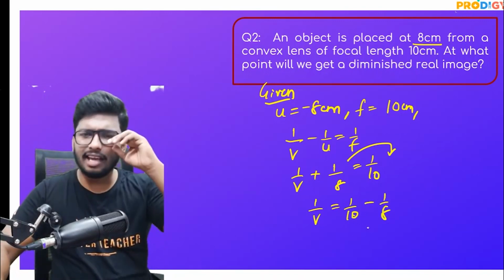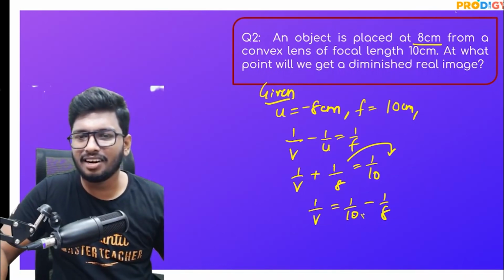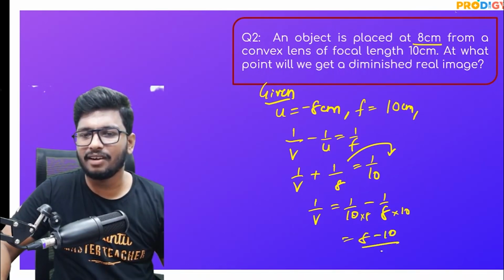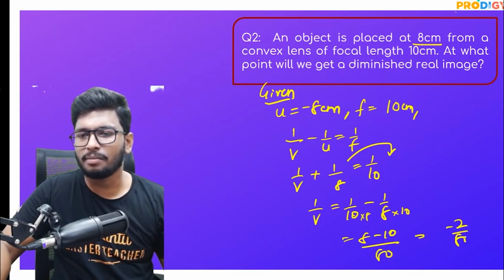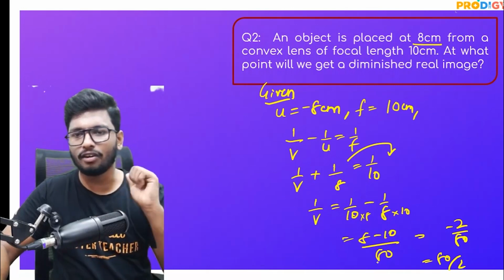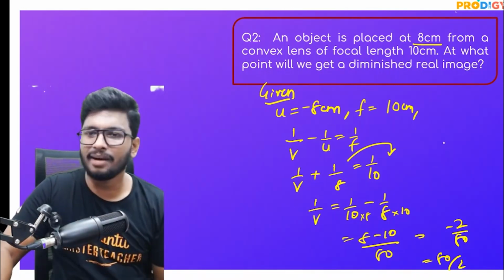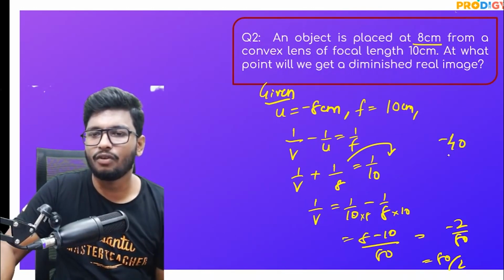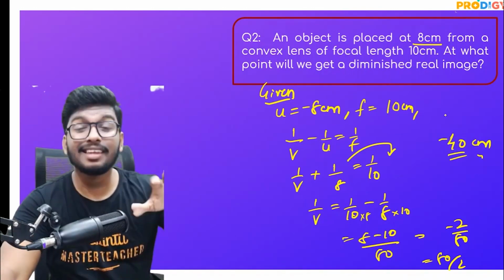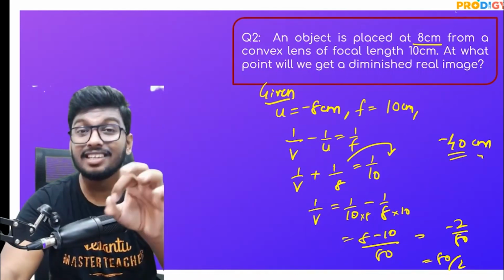If you do the rest of the calculation, guys, again, if you want me to show it, let me just do it very simply, 8 into 10. So how much was that? 8 minus 10 divided by 80. So that's minus 2 divided by 80. So basically 80 divided by minus 2 would be your v, because that's 1 by v. So when you reciprocate that, it will be 80 by 2, which is nothing but what? Minus 40 centimeter. That means that the image formed is going to be on the same side as that of the object. Now, think about it, guys.